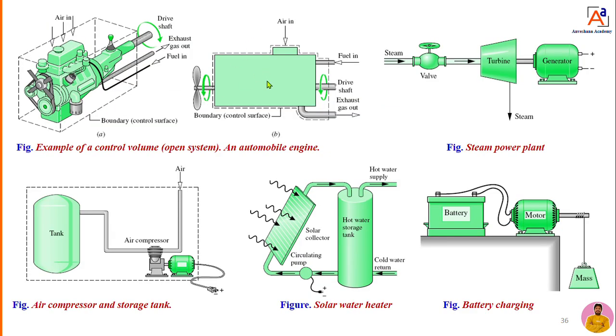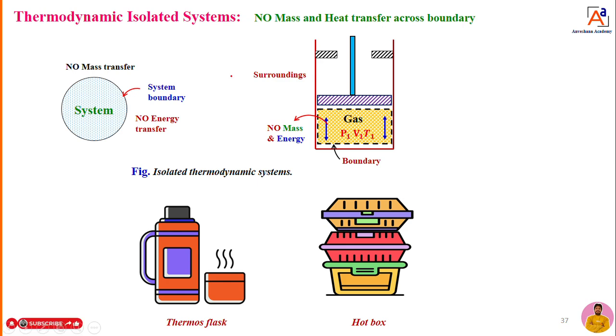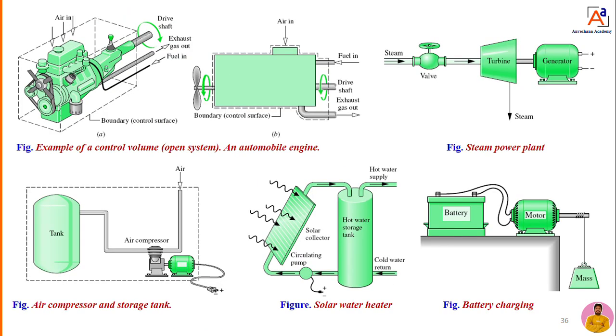Okay, like that we can get n number of applications of open system. See here now. Open system applications: you can see automobile engine, you can take a steam power plant, you can take an air compressor, you can take solar water, you can take a battery charging unit. These are all applications of open system. I hope you understood what an open system is and what examples of open system we have studied.